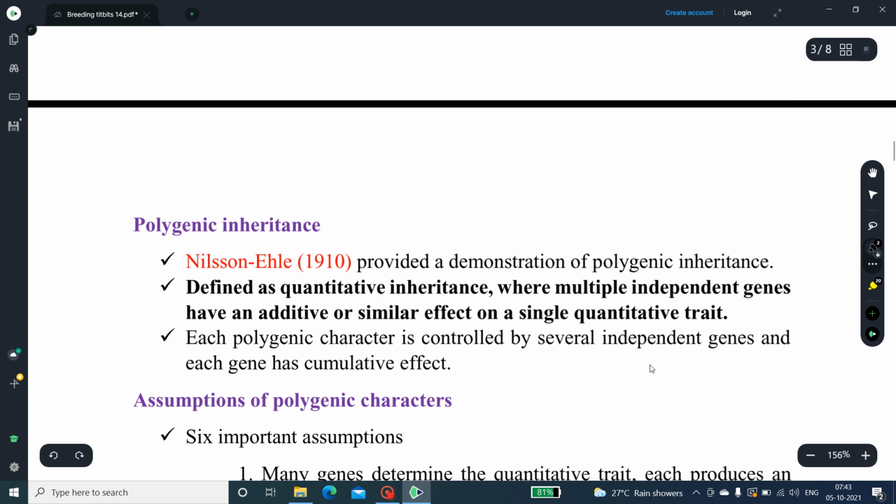Polygenic inheritance, as we will see, was demonstrated by Nilsson-Ehle in 1910, and it is defined as quantitative inheritance where multiple independent genes have an additive or similar effect on a single quantitative trait. Each polygenic character is controlled by several independent genes and each gene has a cumulative effect.